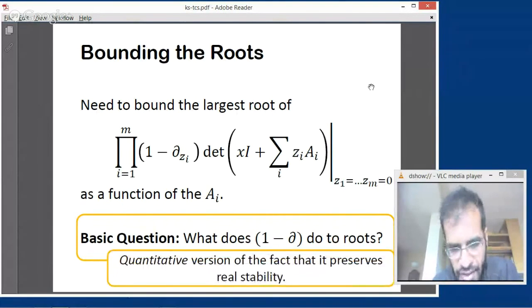And you want to view this as a quantitative version of the fact that these operators preserve real stability. In the first part, I just used that they preserve real stability. Now I want to know where do they move the roots of these multivariate polynomials. Okay.